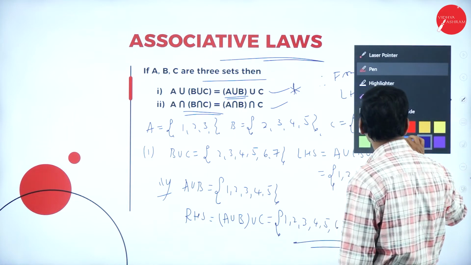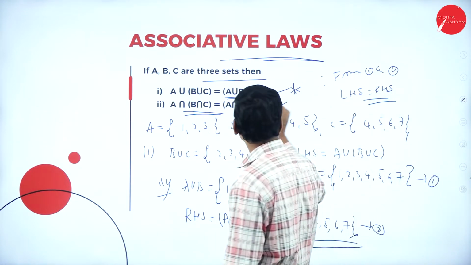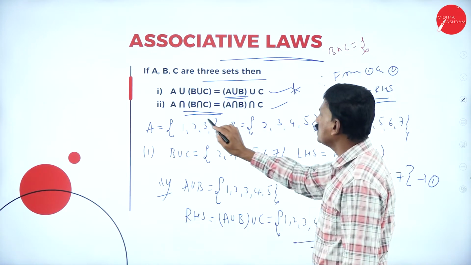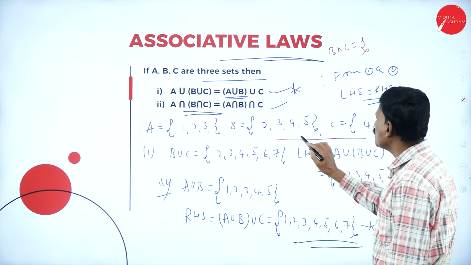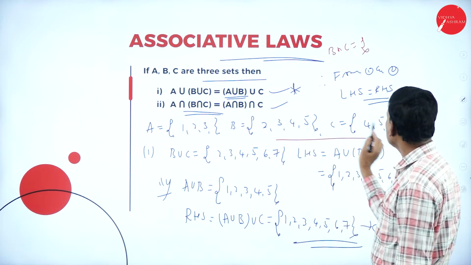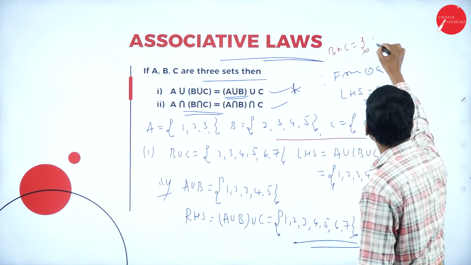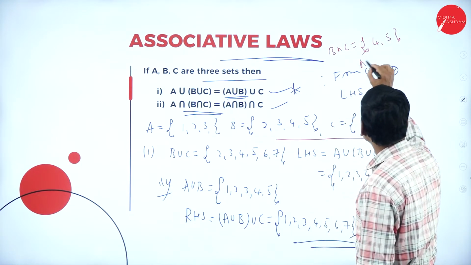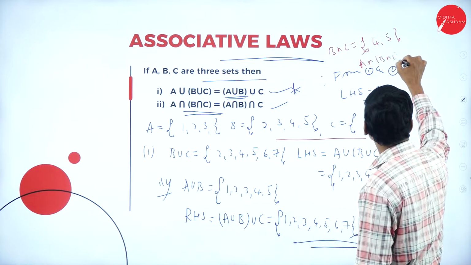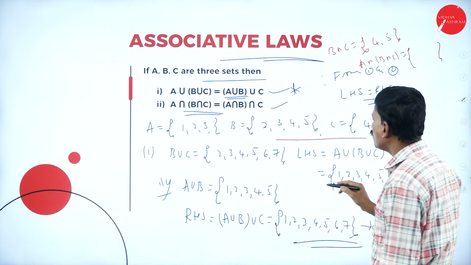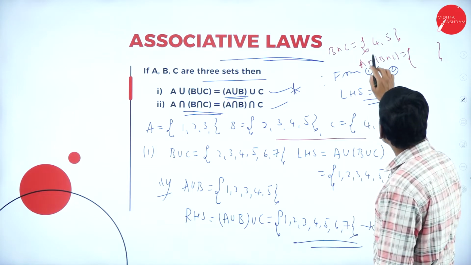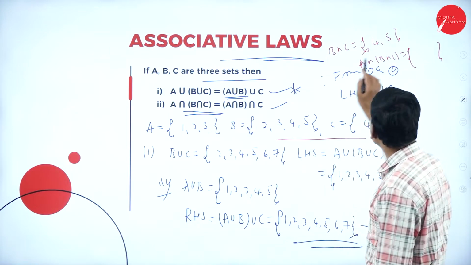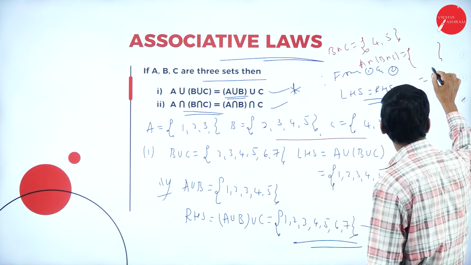Let me take the intersection part. First, write down B intersection C. The common elements in B and C: 2 is not there, 3 is also not there, 4 and 5. So {4, 5} is the common element. And A intersection (B intersection C): the elements common in both A as well as in B intersection C. 1, 2, 3 is there, 4, 5, nothing is common. This is a null set.